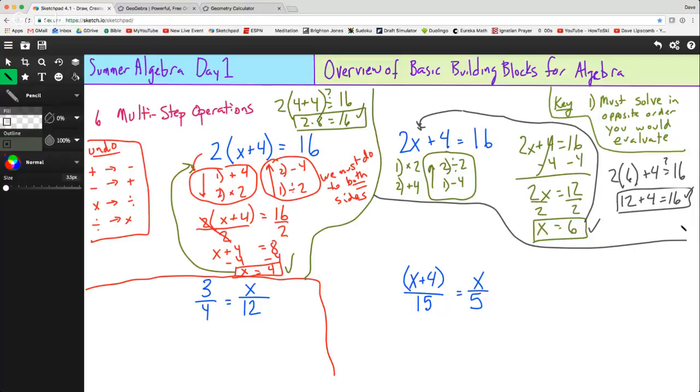All right. Now the other kind of multi-step operation that's a very basic building block is ratio setting. So on ratio, when we have a ratio, we have two fractions that are set equal to each other. The key is cross multiplication.